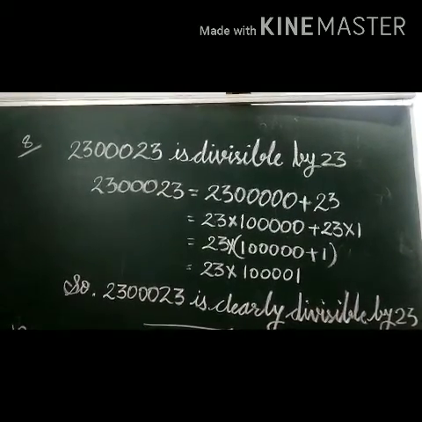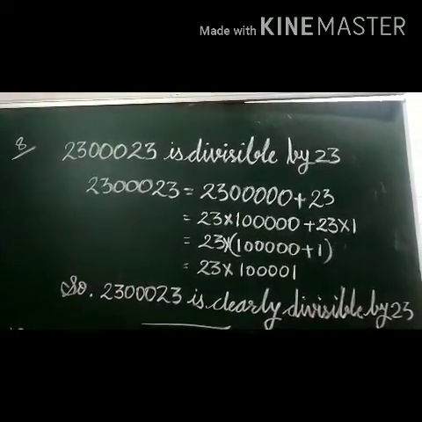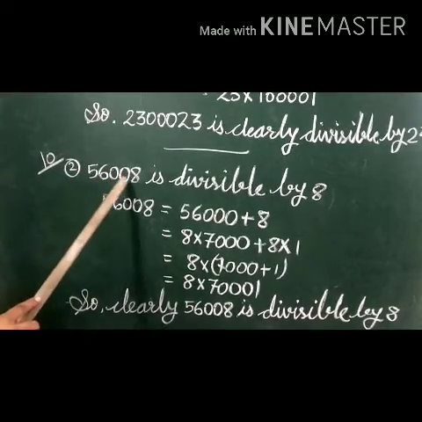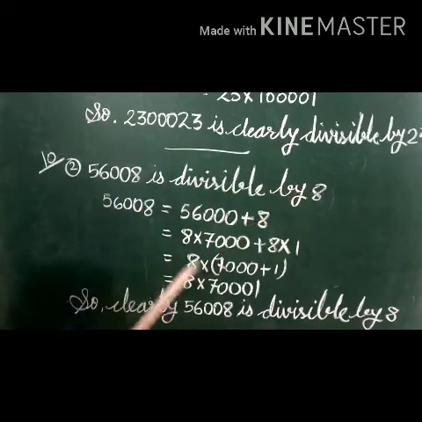Next, in the same way we can solve the tenth one. Without actual division, show that each of the following numbers is divisible by 8. So students, we will solve the second example here. The second example is 56,008 is divisible by 8.